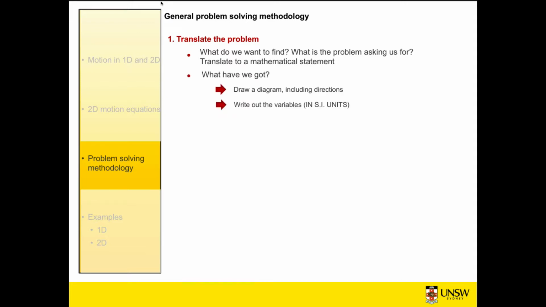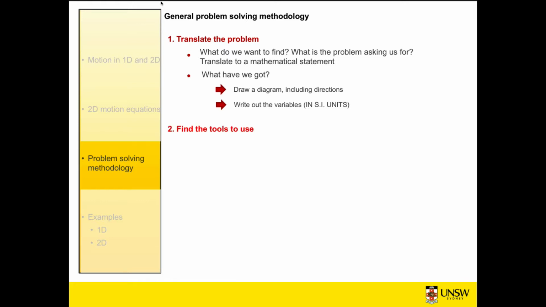And second, to find out what it is that we have, so what information the problem has given us, and that includes doing things like drawing a diagram, and in that case including the coordinate system that you use. So for example, if you choose that north is in the positive y-axis, then include that in the diagram, and write out the variables that you have. And at this point, this is when I translate those variables into SI units, again, because that was a mistake that I used to commonly make.